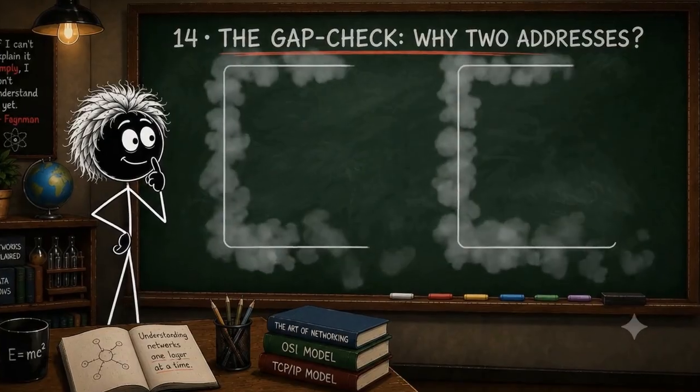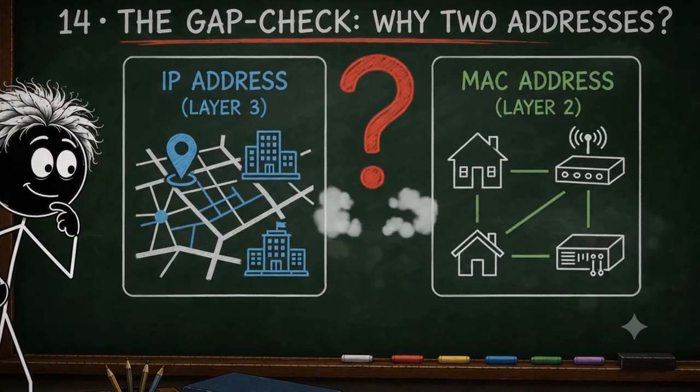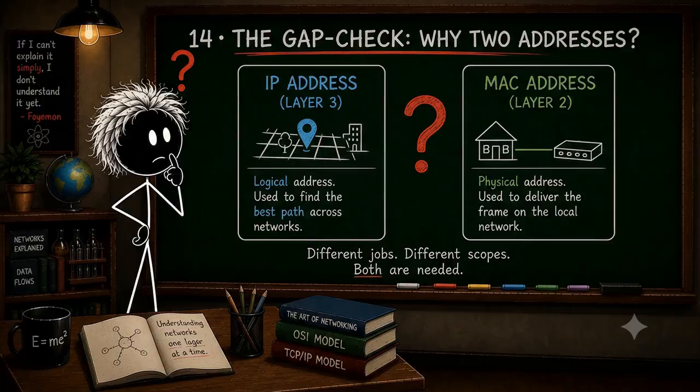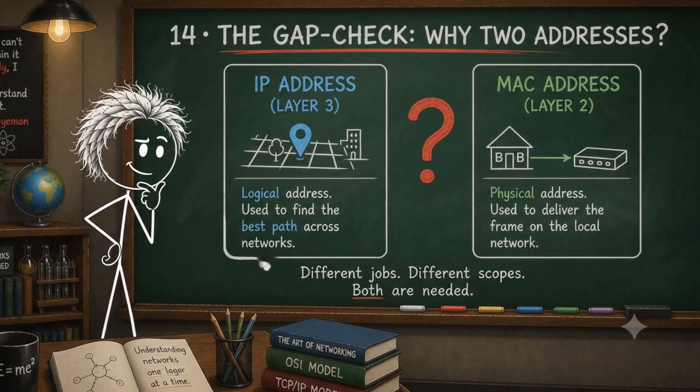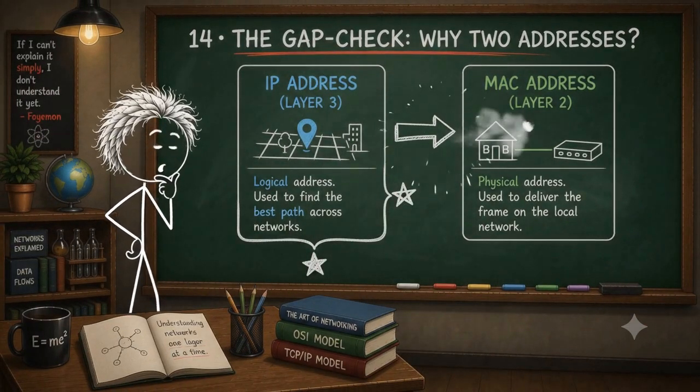Now here's the gap check, the part that tells you whether it really clicked. We just met 2 different address concepts. There's the IP address at layer 3, and the MAC address at layer 2. Both are needed. And if you can't explain why we need both, then we're not done yet. So let me close that gap.